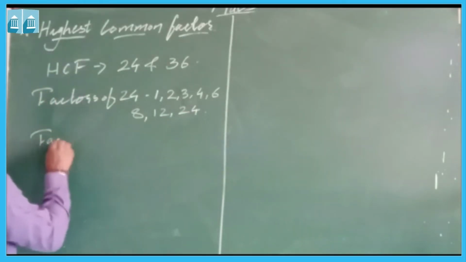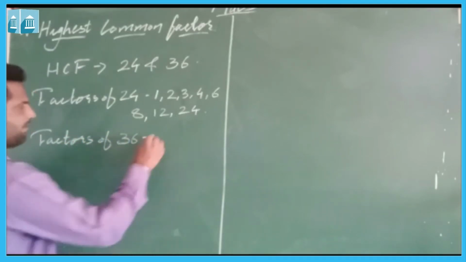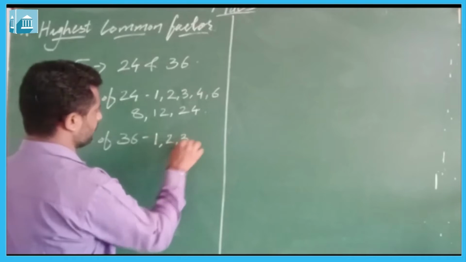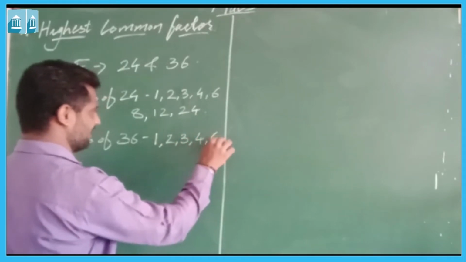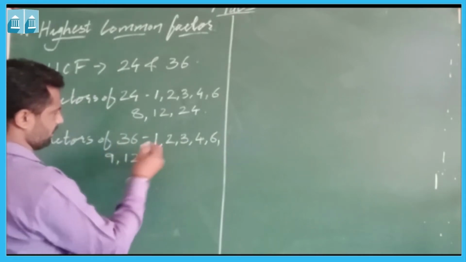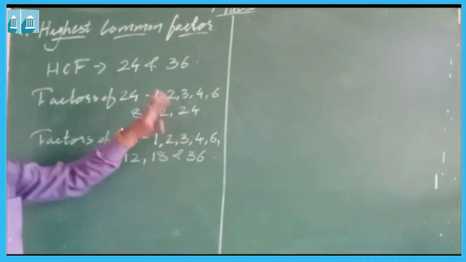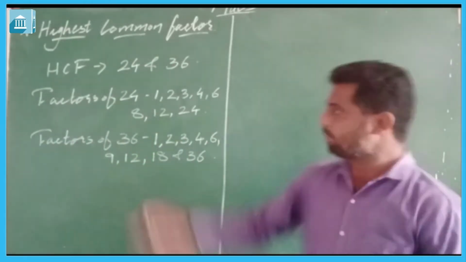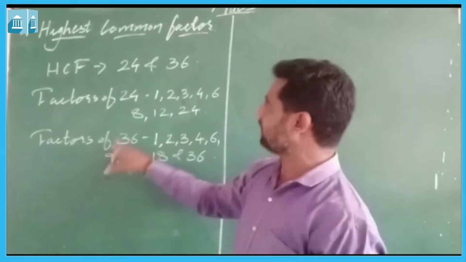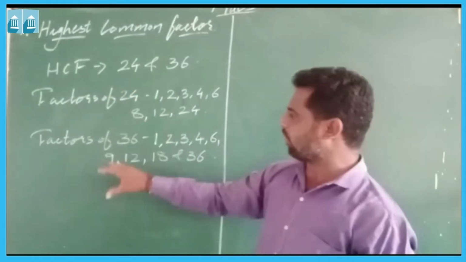Second is factors of 36. Again we have to find out the factors of 36, that are 1, 2, 3, 4, 6, then 9, then 12, then 18 and 36. These are the factors of 36, and these are the factors of 24. Now we have to find the highest common factor of these two numbers. First we find the factors, and now we find the common factors of these two numbers.